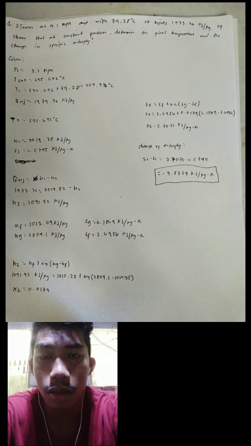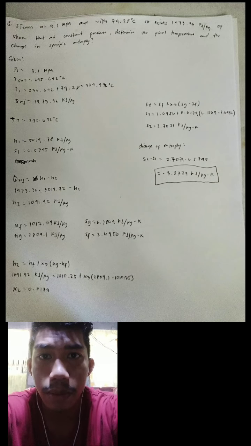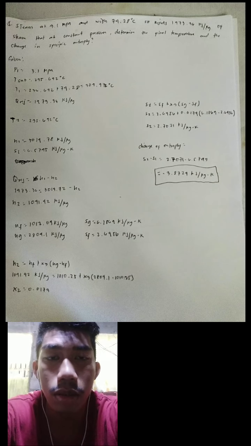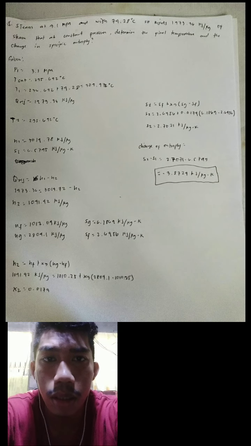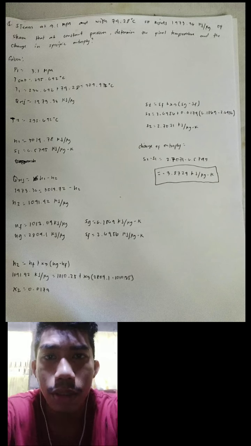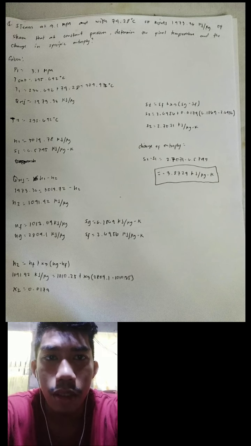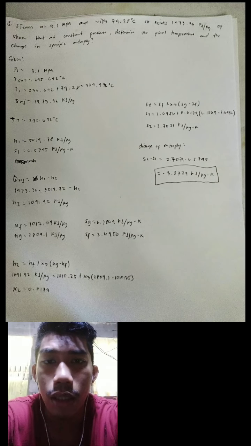So number 5, the problem is: steam at 3.1 MPa and 74.28 degrees Celsius superheat rejects 1973.36 kilojoules per kilogram of steam heat at constant pressure. Determine the final temperature and the change in specific entropy.